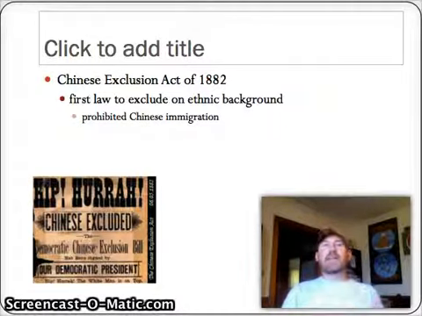So, in 1882, the Chinese Exclusion Act is passed, which prohibited Chinese immigration to the United States. And like I said, it was a result of this nativism.